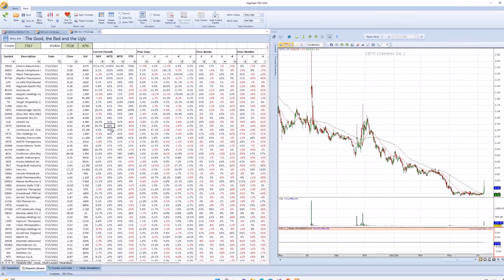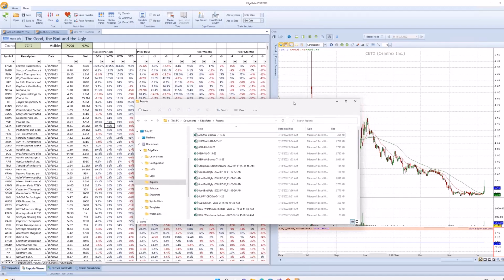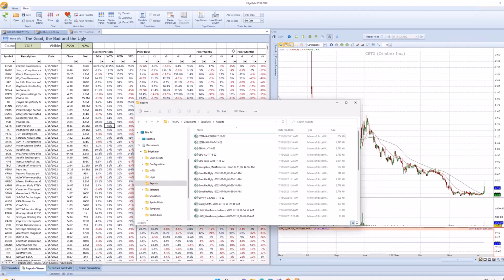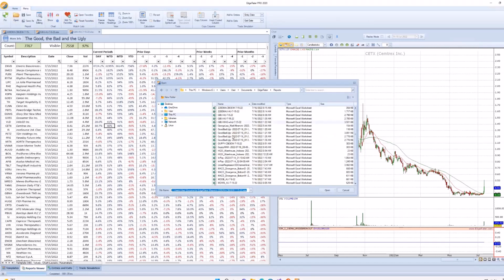So one thing that's quite useful to do in the program is, when you've run this template, it is saved in the reports directory that we talked about. Here's the reports folder, Documents, EdgeRater reports. Every time you run a template, it's saved in here. So you could call this back up next weekend and take a look at the moves that occurred during the week. To load it, all you would do is click on Open in the reports tab, and then you can open any report that you've previously run.